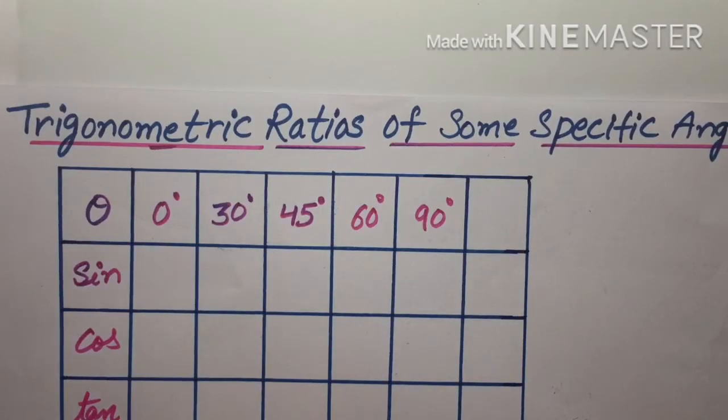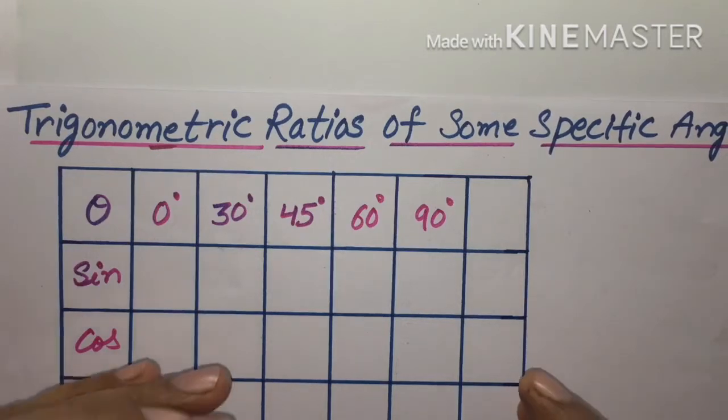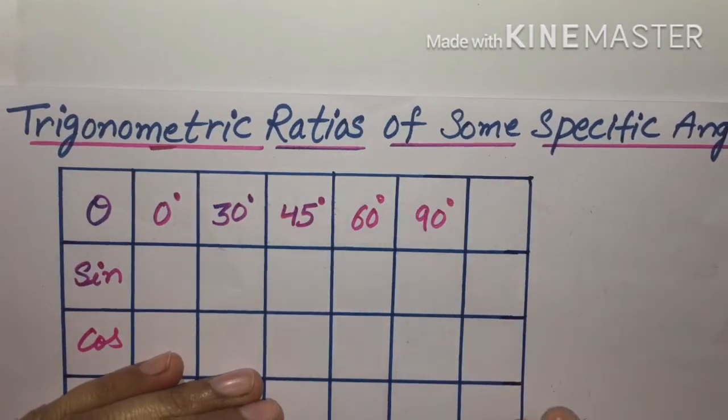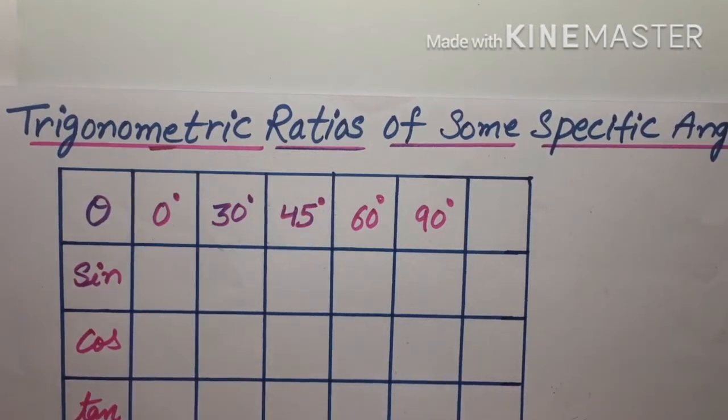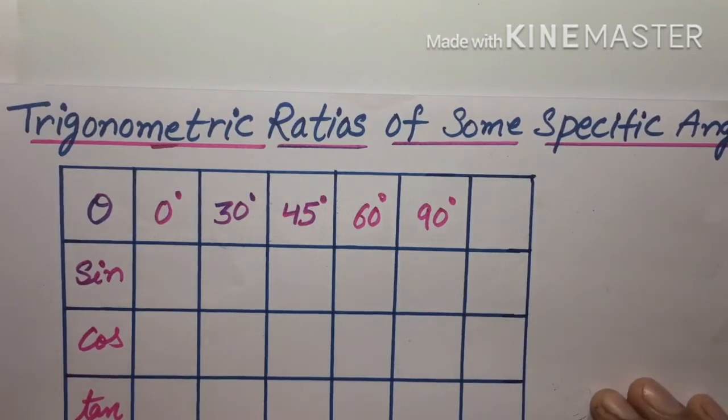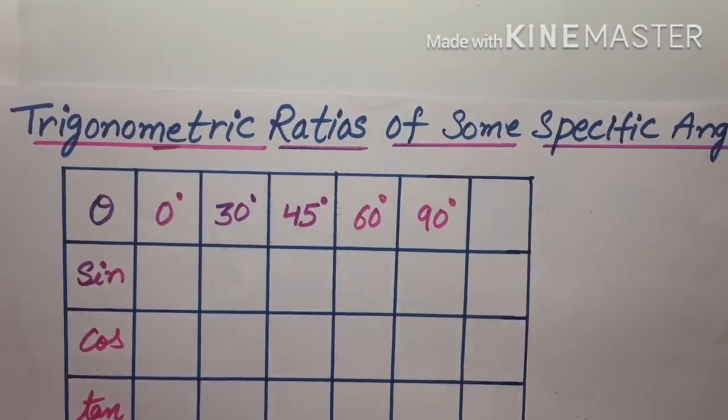Hello students, in today's video you are going to learn a very important and very interesting topic, that is how we can draw the trigonometric ratios table for some specific angles. If you understand these few steps that I will tell you, you can draw this table within seconds, and this will be useful for your 10th standard also and for the future. So let's get started. First I will explain these few steps and then we will make this final table.